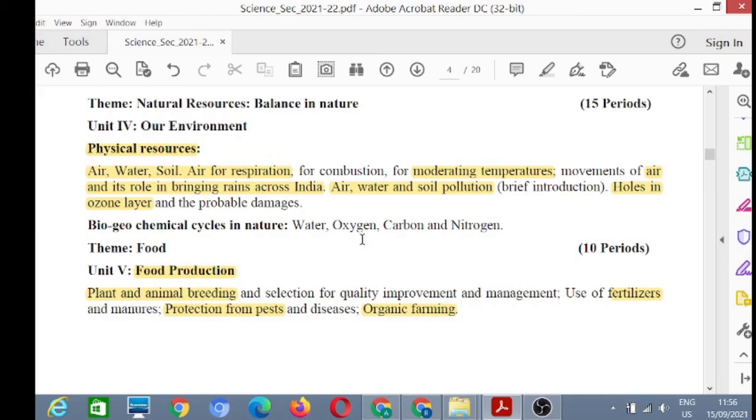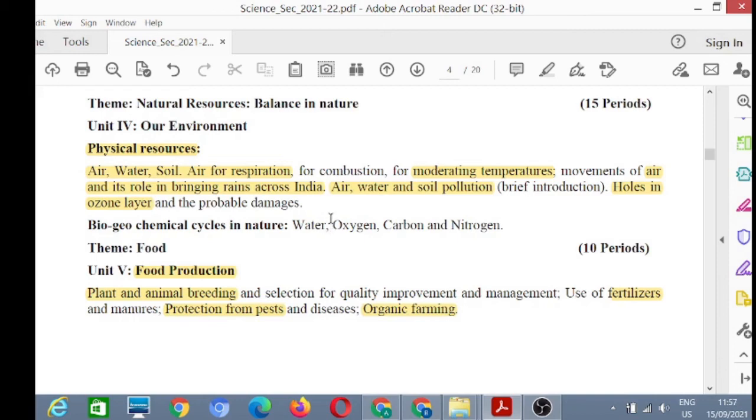Now, next is biogeochemical cycles in nature. Here we have water cycle, oxygen cycle, then carbon cycle, then nitrogen cycle. So I will give you a brief idea of water cycle. Water is evaporated from sea and river due to heat of the sun.